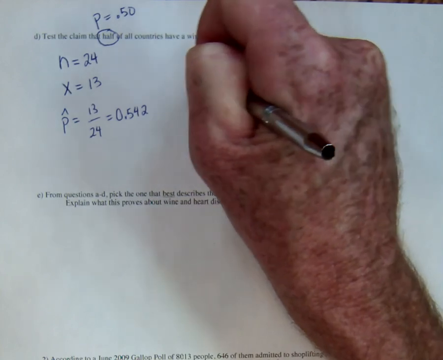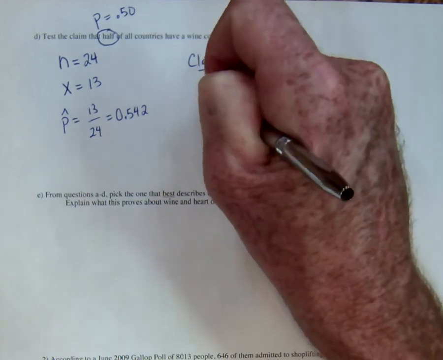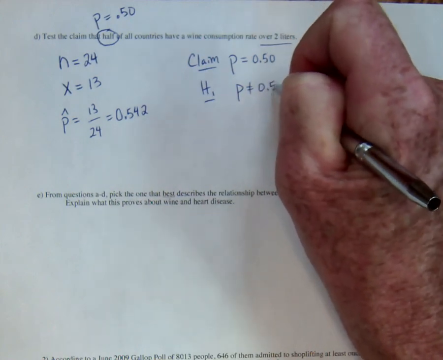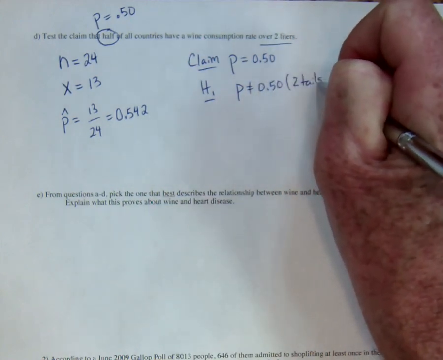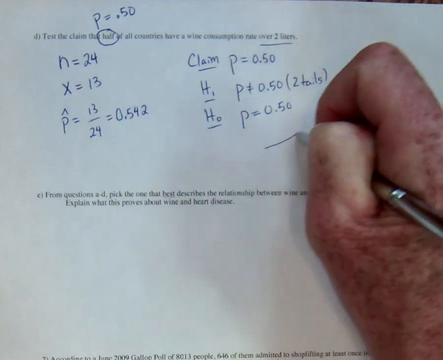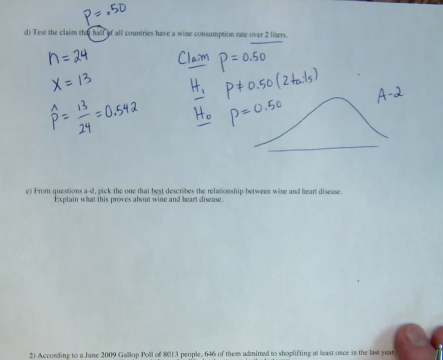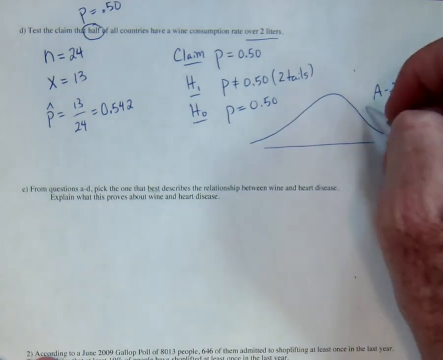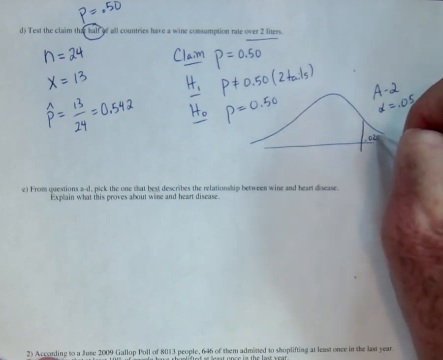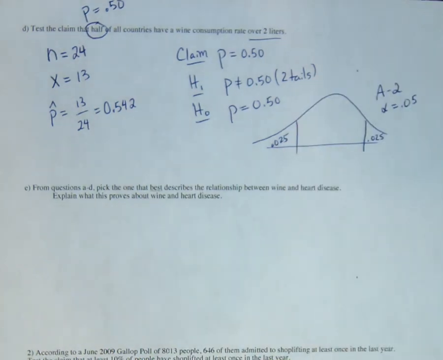So the claim is that the percentage is half, which means the alternate hypothesis is not equals. So that makes it 2 tails. H sub 0 is going to be equals. And then whenever you're talking about proportions, that is the Z distribution, or table A2. So again, we're using alpha equals 0.05. That's table A2.